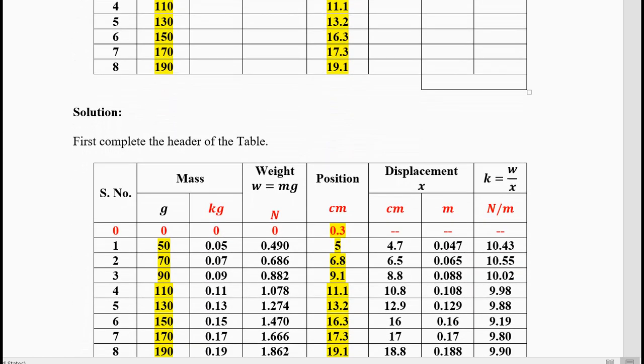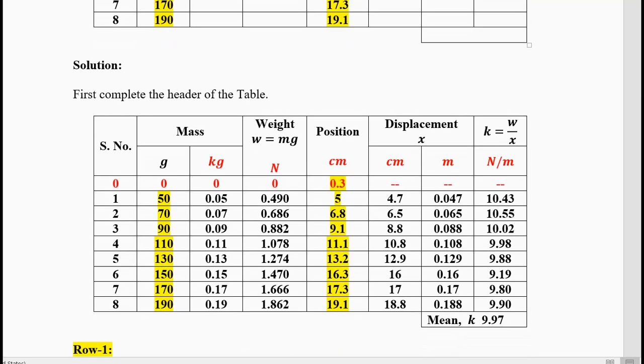Now first and foremost, you have to complete the header of the table. The table starts with the header, and sometimes we write something below and above the table to tell what the table is about. Now the first thing is serial number.